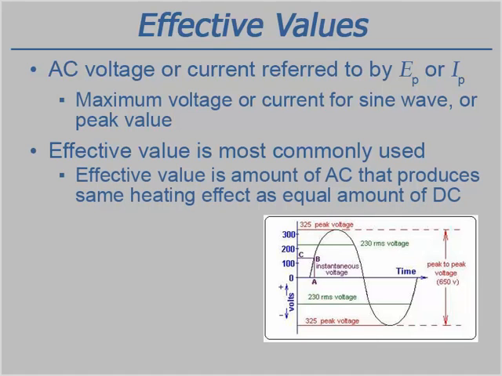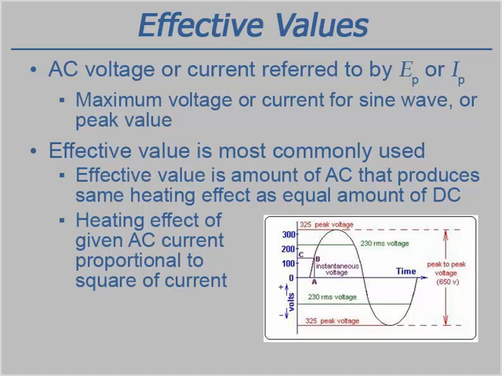The effective value is the amount of alternating current that produces the same heating effect as an equal amount of direct current. In simpler terms, 1 ampere effective value of AC will produce the same amount of heat in a conductor in a given time as 1 ampere of DC.